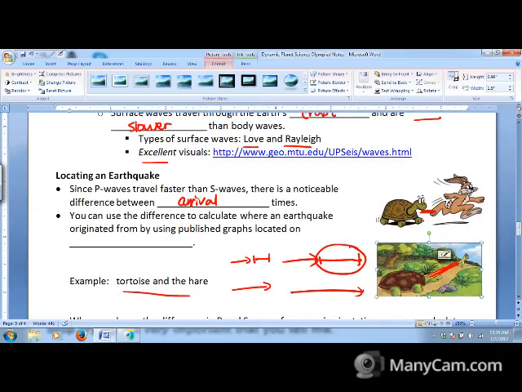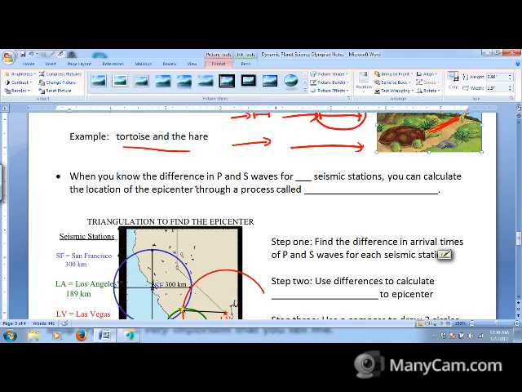But I want you to know that you do not have to know this. You do not have to have them on your reference sheet. In fact, they will give them to you if you ever need to answer a question on that. Okay, and you're going to use published graphs located on Google. Yeah, Google is actually a blank. Deal with it. When you know the difference in P and S waves for 3 seismic stations, which I'm going to get into in just a second, you can actually calculate the location of the epicenter. The epicenter is just the surface version of the focus. And you do this in a process called triangulation.